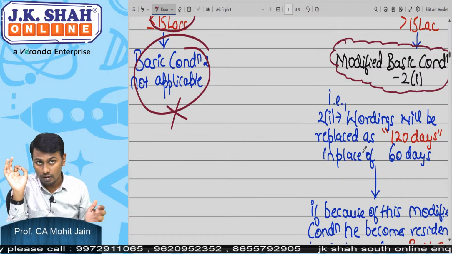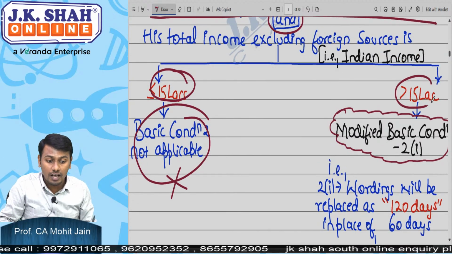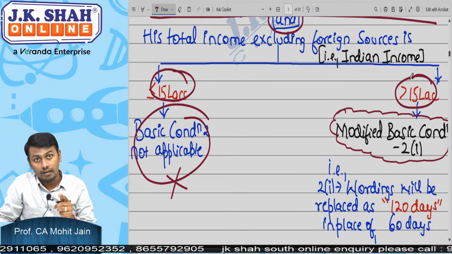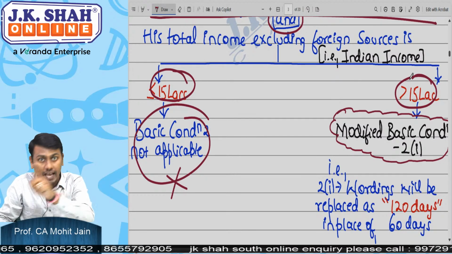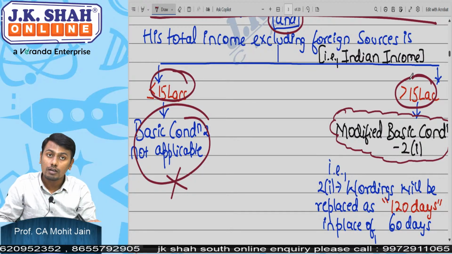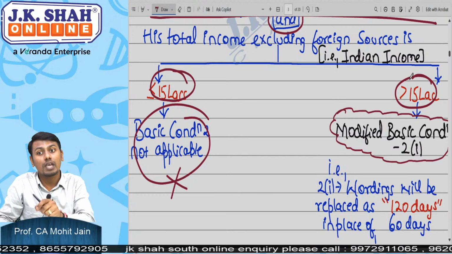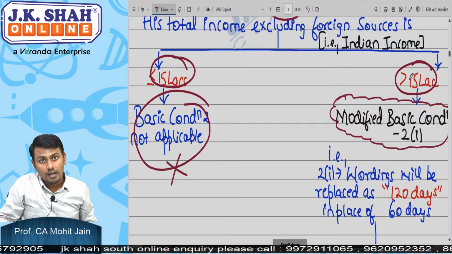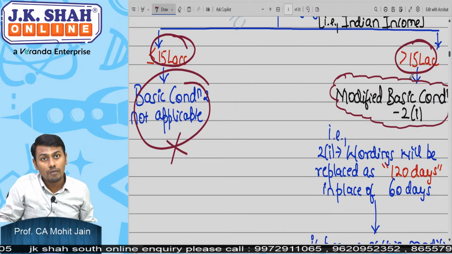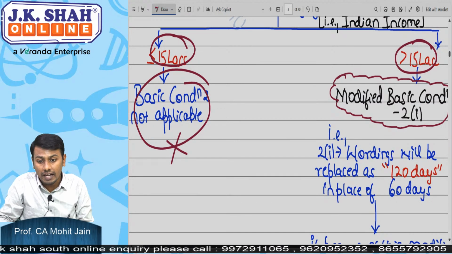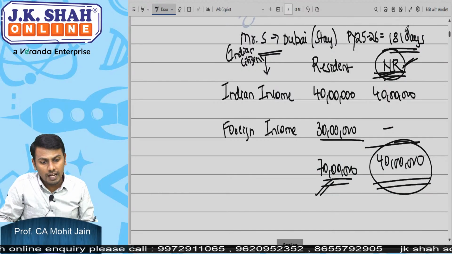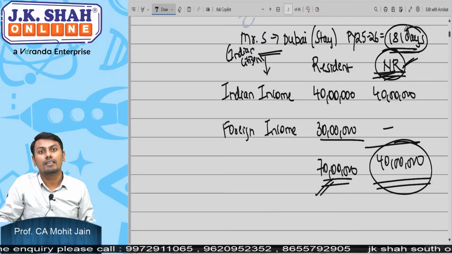365 days or more. But if your Indian income is more than 15 lakhs, then basic condition number 2 will be applicable, but with the what? With the modification. And what is the modification? That is 60 days will be replaced by what? 120 days. Now let's come to my example of Mr. S. How many days Mr. S was there in India?